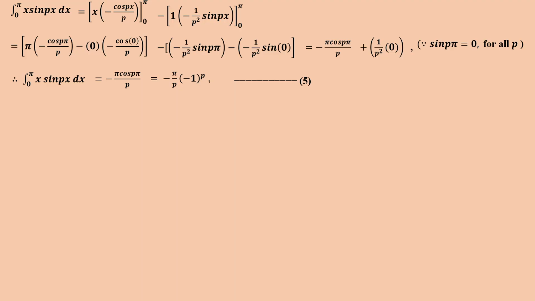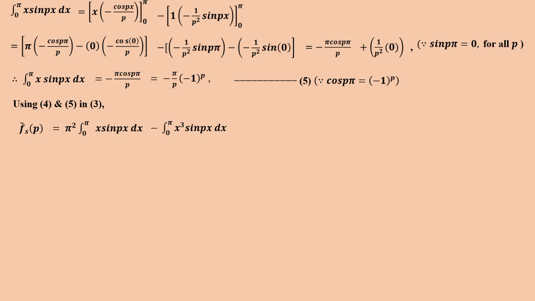We are using 4 and 5 in 3. So Fs bar of p is equal to π² times the integral from 0 to π of x sin px dx minus the integral from 0 to π of x³ sin px dx. Substituting the values, π² into minus π/p (−1)^p minus π/p (−1)^p (6/p² minus π²). That is equal to minus π³, right? π² into π/p (−1)^p minus, we are multiplying, right?